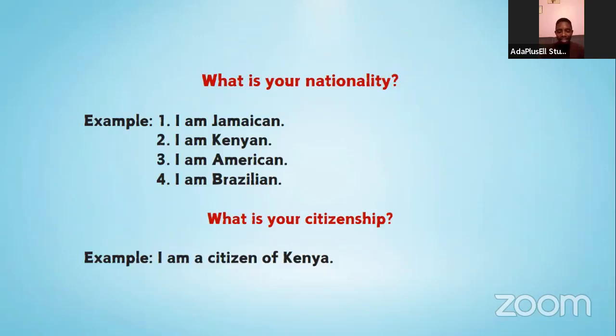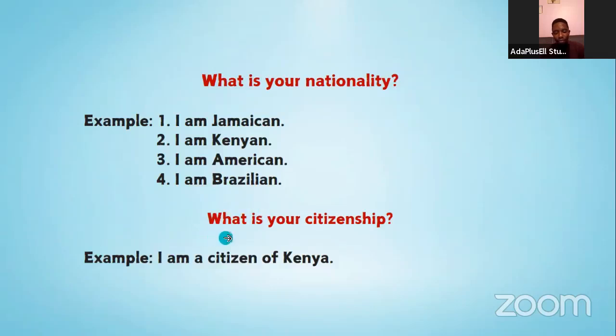So I can ask Delia, what is your nationality? Then she'll tell me she's Jamaican, or she's American. And then for me, if someone asks me what is my nationality, I will say I am Kenyan. And for you who are Brazilians, you can say I am Brazilian. So that is your nationality. You are Brazilian.